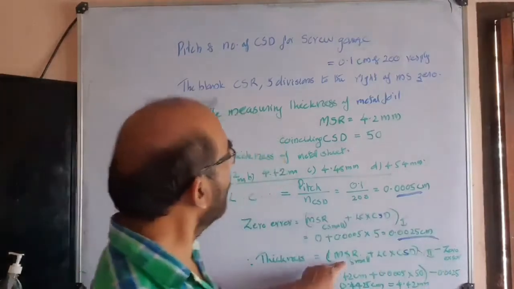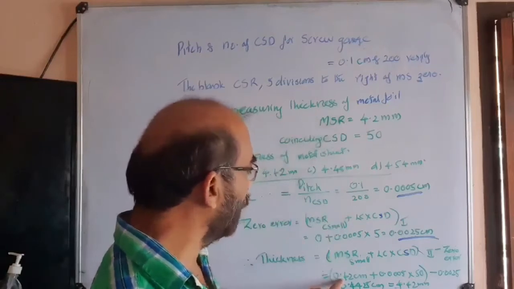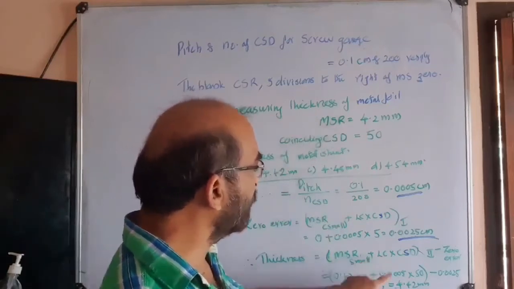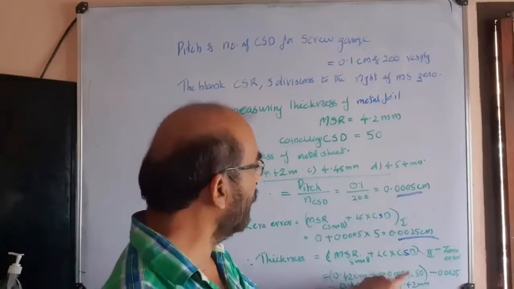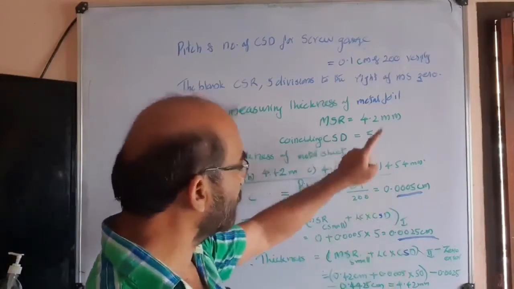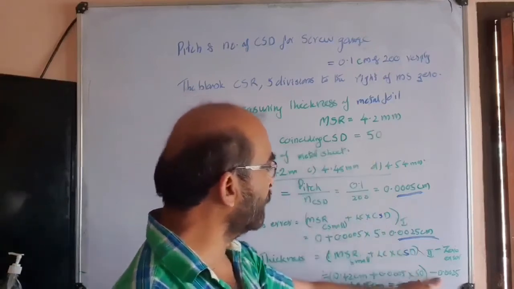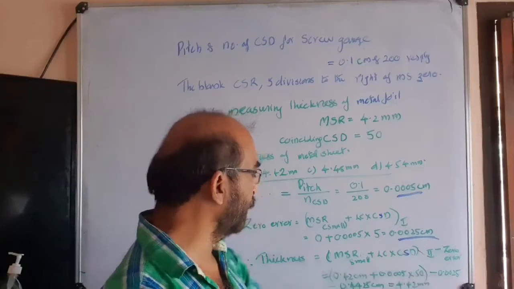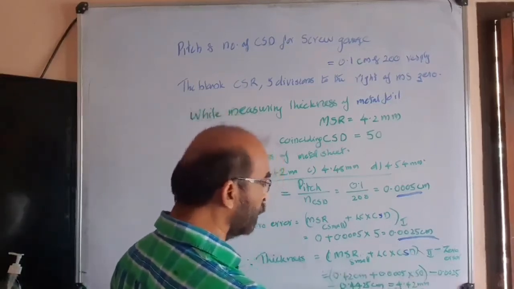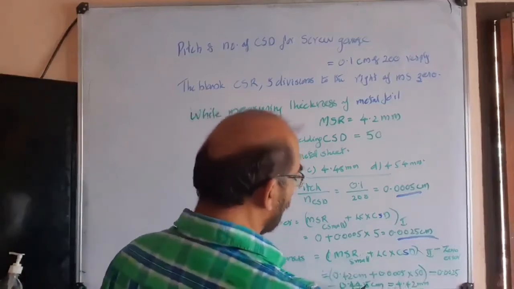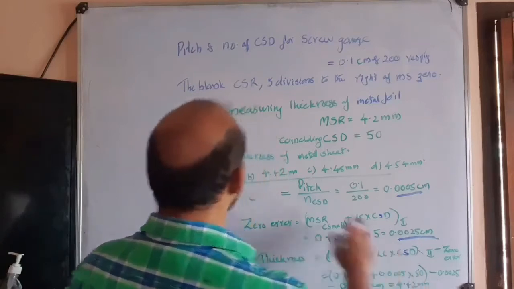Okay. Main scale reading in the second case 4.2 millimeter. I make it to centimeter, 0.42 centimeter, plus least count again the same value, 0.0005 into circular scale, coinciding circular scale division 50. Zero error is positive, so you have to subtract that, minus 0.0025. That gives you 0.4425 centimeter or 4.42 millimeter.